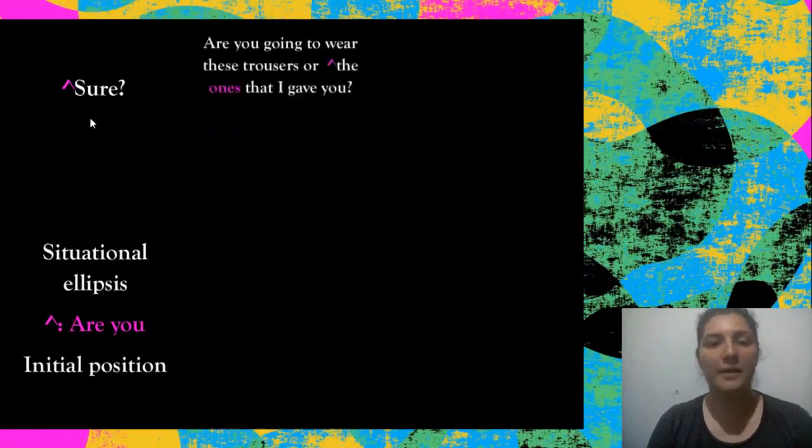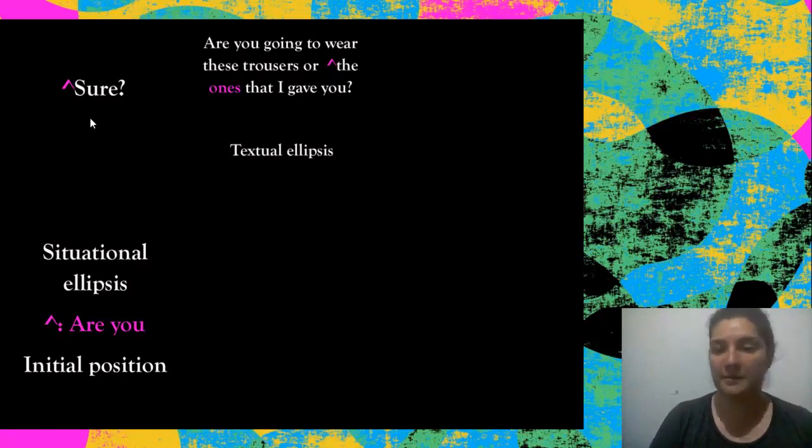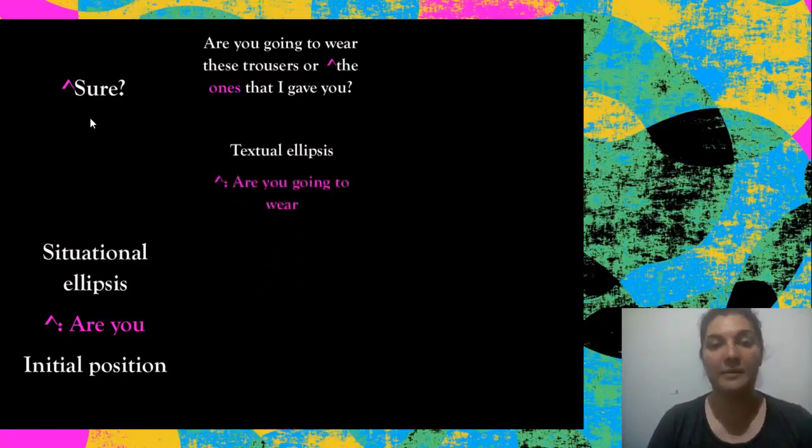Are you going to wear these trousers or the ones that I gave you? In this case, we have two examples of reduction. The first is ellipsis, and this is textual ellipsis because the information can be recovered from the nearby text. The element that was omitted is "are you going to wear?" And it happens at the beginning of the second clause.